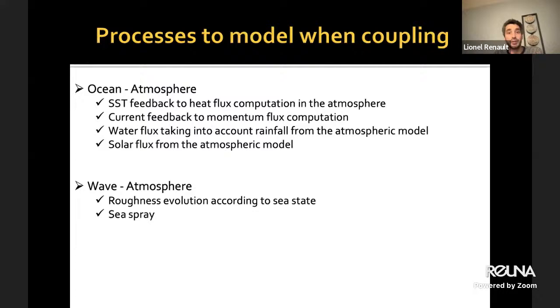So, as I said before, there are processes we want to consider when we couple. So the SST feedback to heat fluxes, to latent and sensible fluxes, the current feedback to momentum fluxes and to heat fluxes too, actually. The water flux, precipitation and evaporation, and the solar flux, of course, from the atmospheric model. Then there is also the loop between the wave and the atmosphere. So we will change the roughness evolution according to the sea state. The wind can also react to that. So we will have a change in both the wind stress, but also in the wind and the full planetary boundary layer, and through the sea spray.